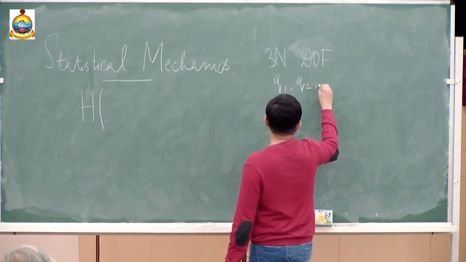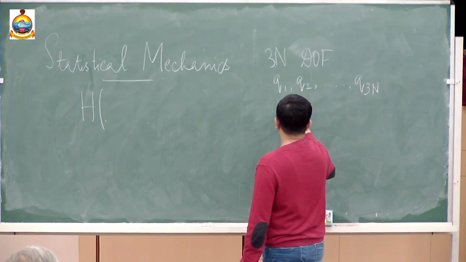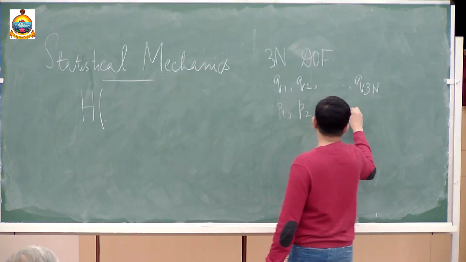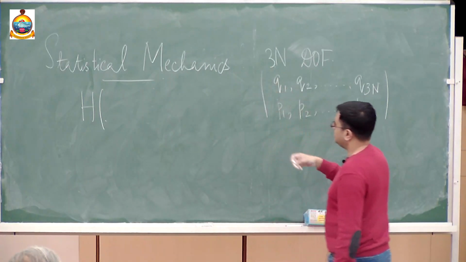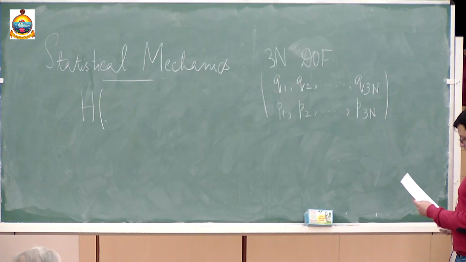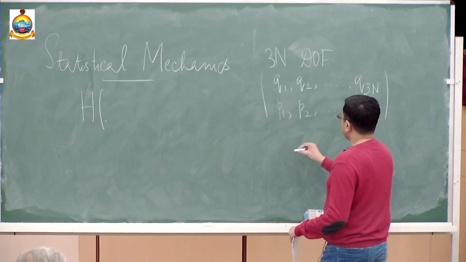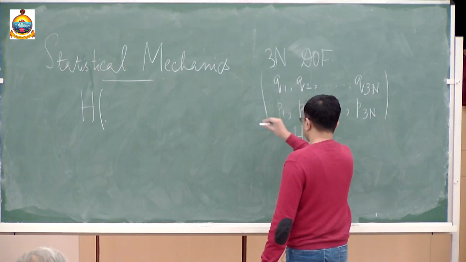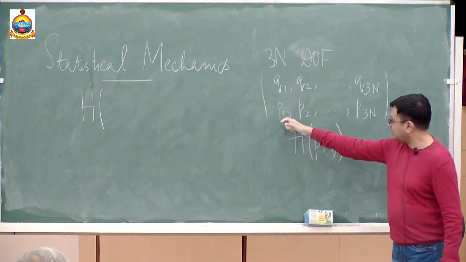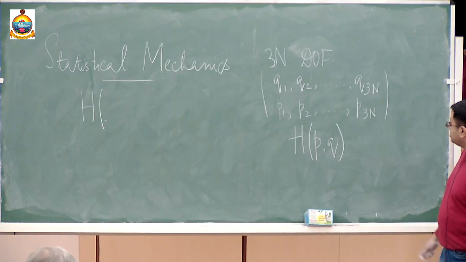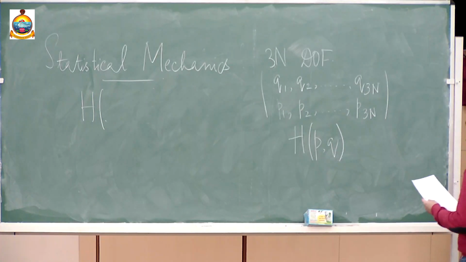So these are the generalized coordinates, and these are the conjugate momenta. And they satisfy the Poisson bracket relationships that you have seen so many times in this course. And you are also given a Hamiltonian, where this P refers to all these 3n conjugate momenta, and Q refers to all these generalized coordinates.